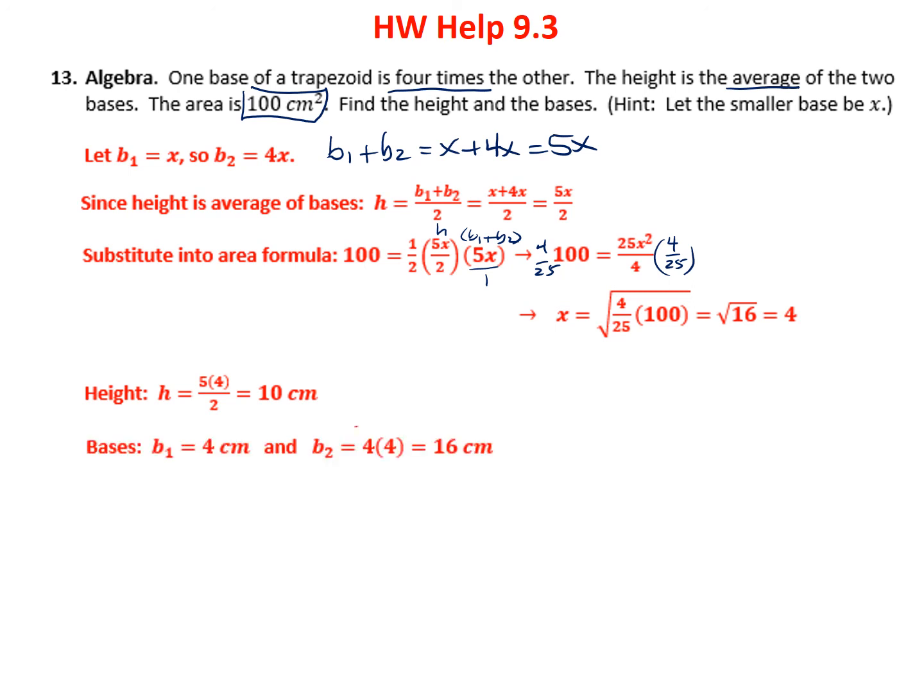And our bases are simple. The first base is just x, so that's 4. The second one is 4 times x, which is 16. And now, by the way, we should check our answer. Let's see what the area would be if the height is 10 and the bases are 4 plus 16. Notice that half of 10 is 5, and 4 plus 16 is 20. And notice that does indeed equal 100. So we know we got our problem right.